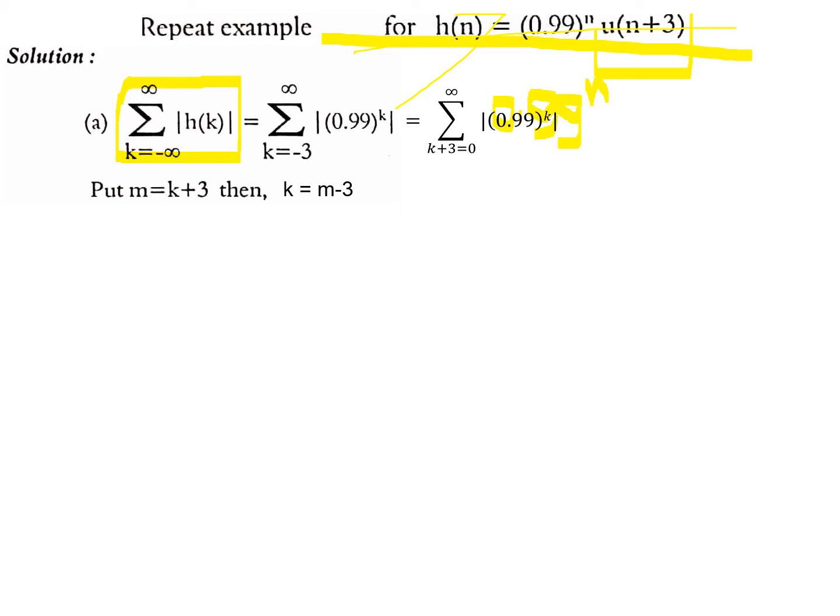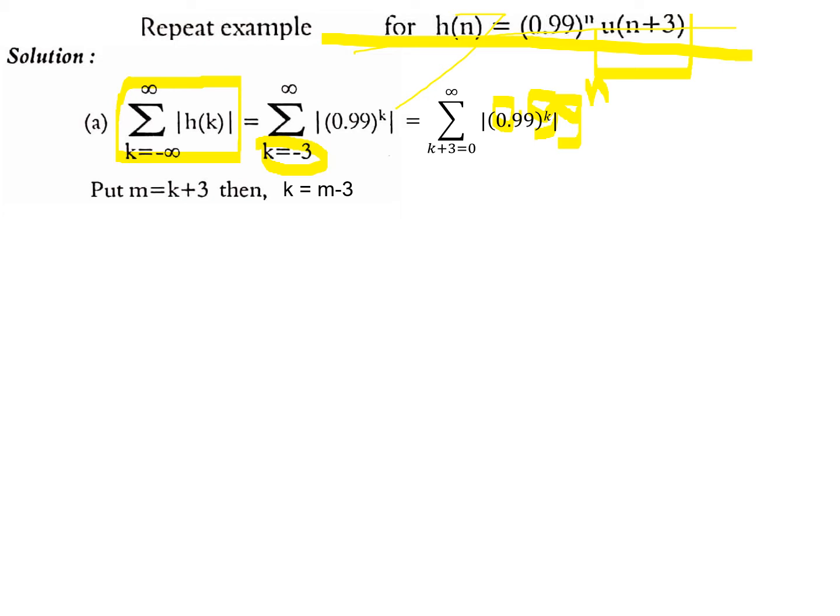Now the problem is, in the convergent formula, the lower limit should start from 0. But the lower limit starts from minus 3 here. You cannot directly apply the formula. Because the lower limit is not starting from 0, we cannot apply the geometric series formula straight away. You have to modify this lower limit. How do we modify the lower limit?